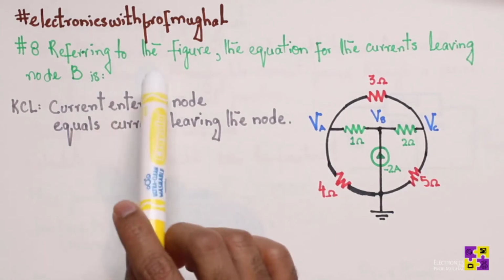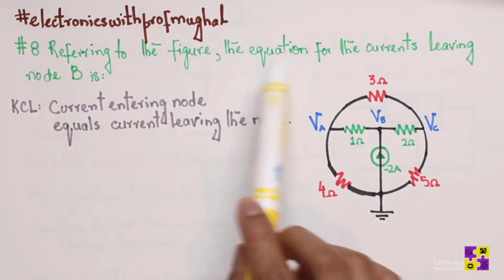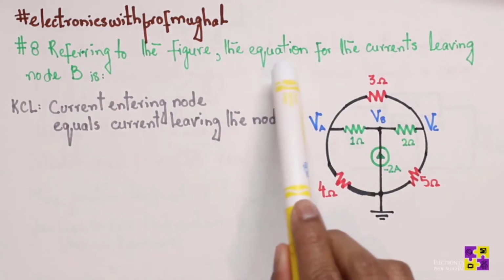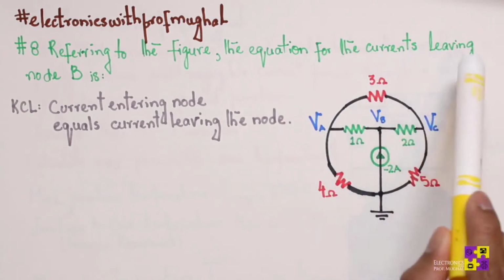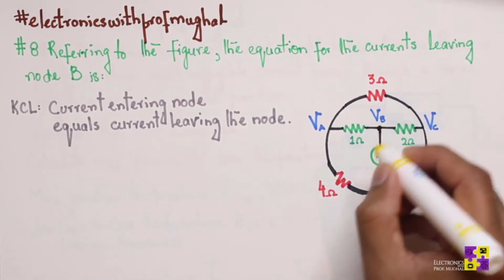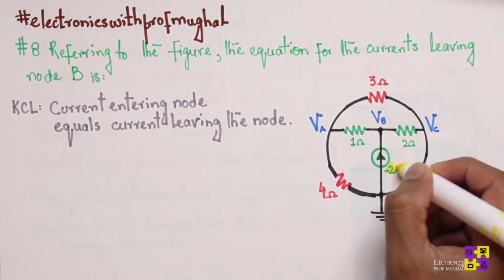Okay, referring to the figure, we have a circuit right here. The equation for the currents leaving the node B. So let's look at node B, which is actually right here, correct? Okay, we have this current flowing into node B, negative 2 amps.